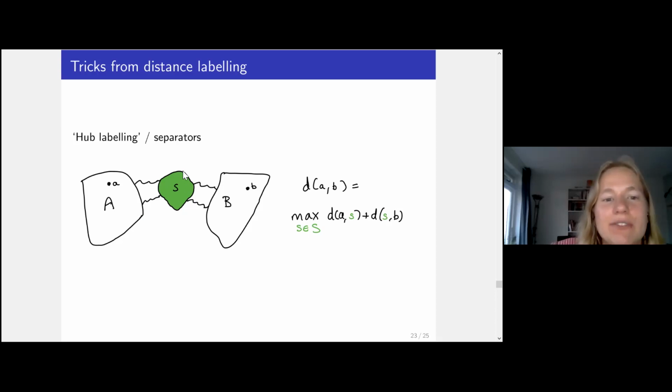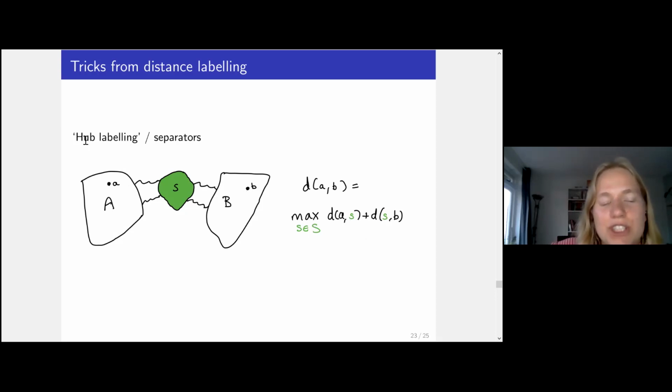A separator in a graph is a subset that you can remove so that the parts that fall apart don't have edges between them. So now we know that any path from A to B must go through the separator. So if we want to know the distance from A to B, we just need to know the distance from A to the separator and the distance from B to the separator, and then we can add that up.